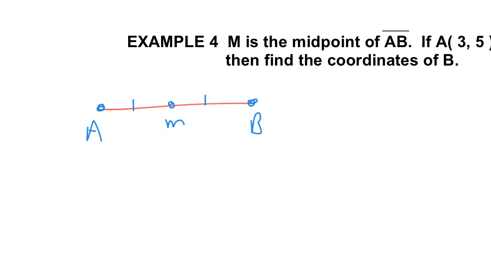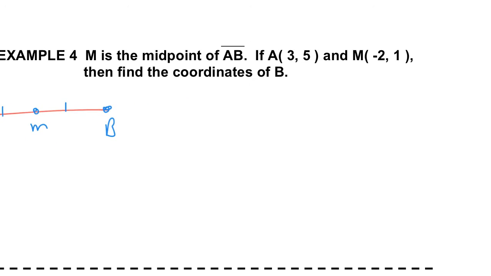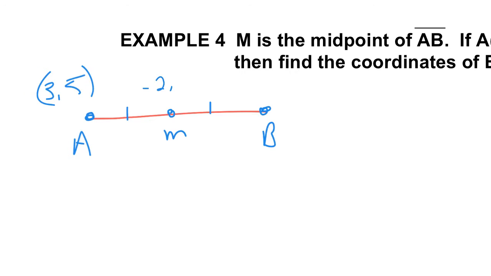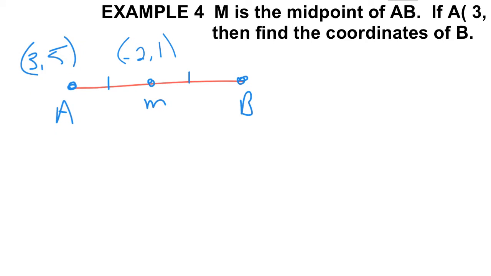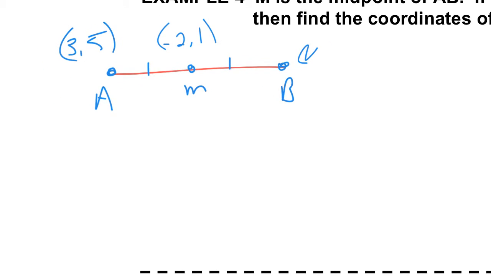If A is (3, 5), so this is actually on a grid, and M is (-2, 1), they want us to find the coordinates of B. So it's kind of backwards of what we did last time. Instead of finding the midpoint, they gave it to us for finding an endpoint. But we can work this just the same.